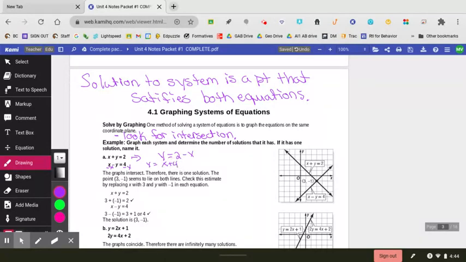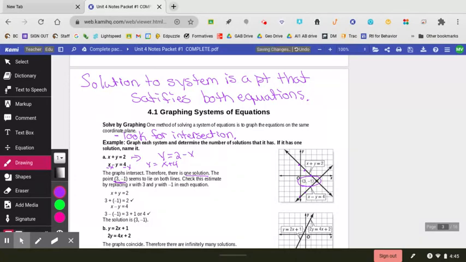I graph that first one by having a y-intercept of 2 and a slope of -1. I get this line here. I graph the other one. It has a y-intercept of 4 and a slope of 1. And I can see that these cross at the point 3, -1. So the graphs intersect. Therefore, there is one solution, and that solution is 3, -1.